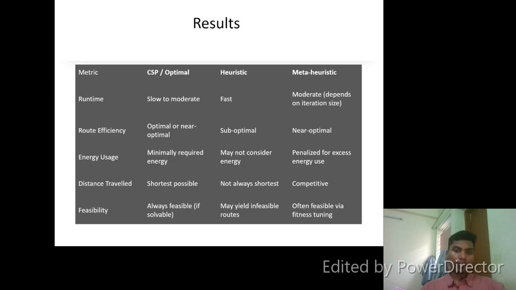Now let's compare the performance. This table summarizes key metrics. In terms of runtime, the greedy heuristic is the fastest. GA, that is genetic algorithm, is moderate, while CSP can be slow. For route efficiency and minimizing energy usage, CSP performs best, optimal or near optimal. GA is competitive, near optimal, while the heuristic is often suboptimal. CSP guarantees feasibility if a solution exists, whereas the heuristic might not, and GA relies on tuning its fitness function.